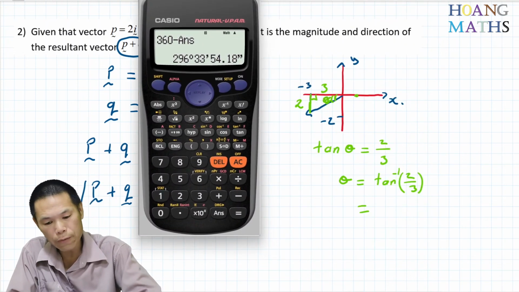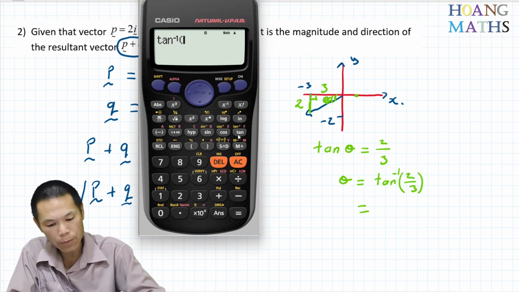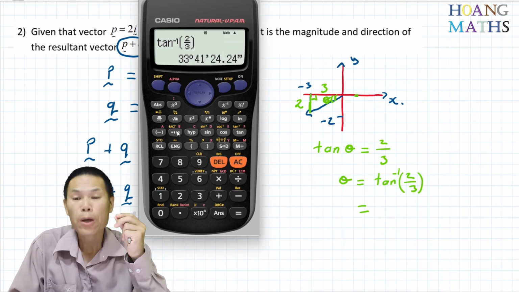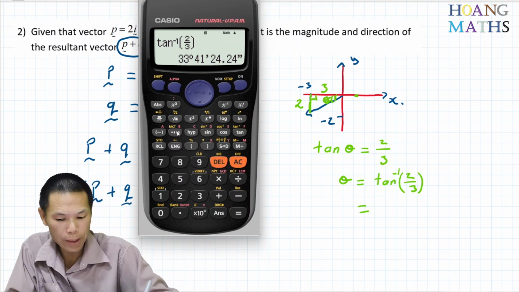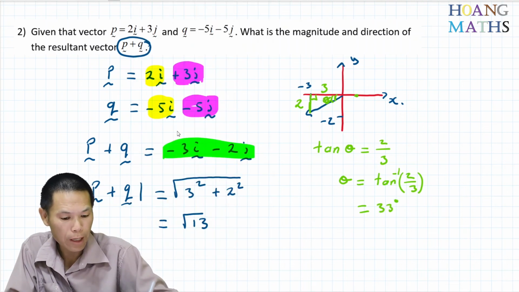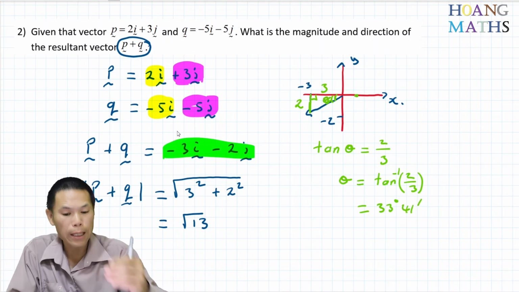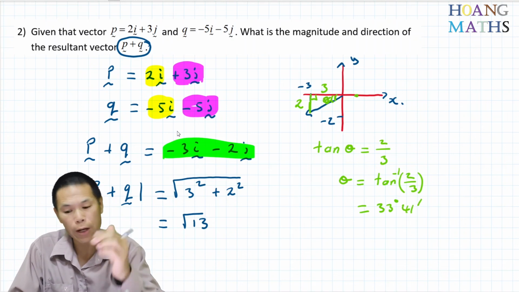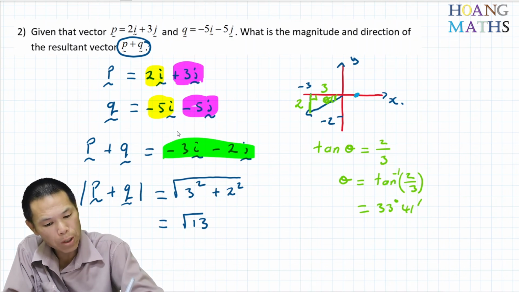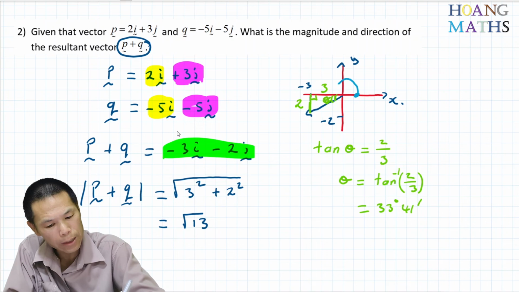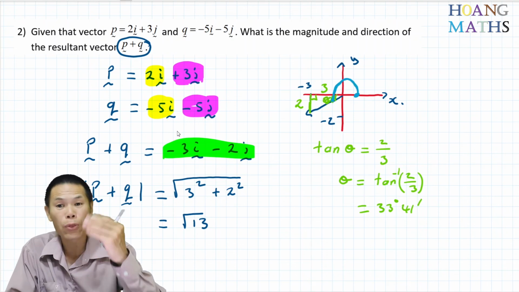So I just go inverse tan of 2/3 and press the DMS button. So therefore, 33 degrees and 41 minutes. That's not the direction, that's just the reference angle. The direction is all the way from the positive x-axis anti-clockwise to here. So we go 180, we add the angle theta.